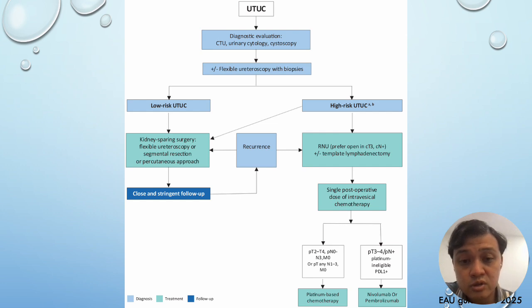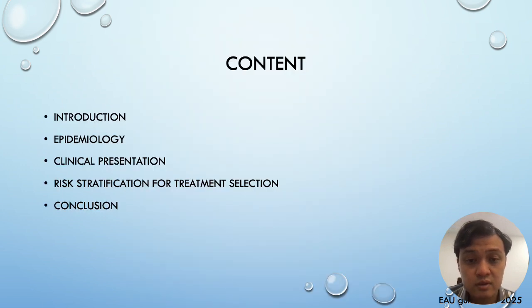And this is how the algorithm looks like for UTUC. If you've got low risk, then you can attempt kidney sparing surgery, either endoscopic, but mostly a percutaneous approach. For high risk, generally, the option is radical nephroureterectomy, whether you want to do open or laparoscopic, plus template lymphadenectomy. And then, of course, after that, we talk about adjuvant chemotherapy if indicated.